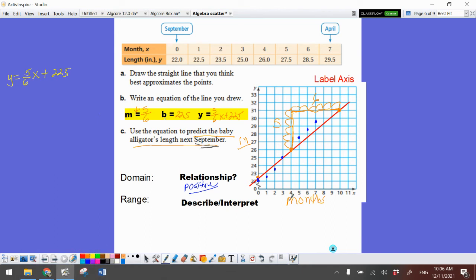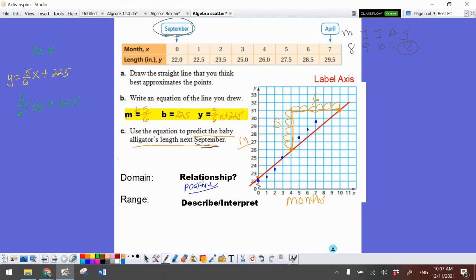Okay. Well, next September, let's see where we started. We started in September. So if I'm going to next September, I have April, May, June, July, August, September. So this would be 8-month, 9-month, 10-month, 11-month, 12-month. So that would be 1 year after where we started. So that means that x is 12. Okay, so I have to substitute in 12. So I have 5/6 times my 12 plus 22.5.